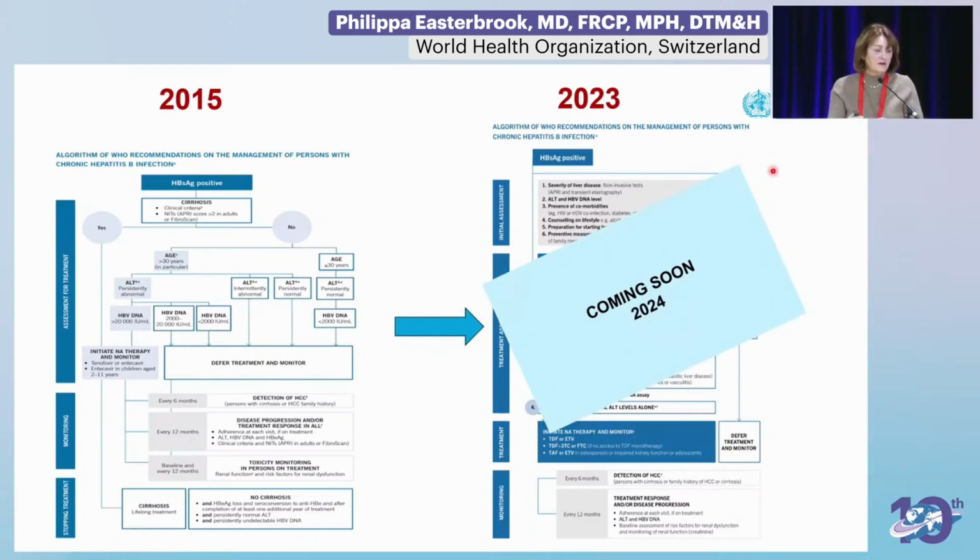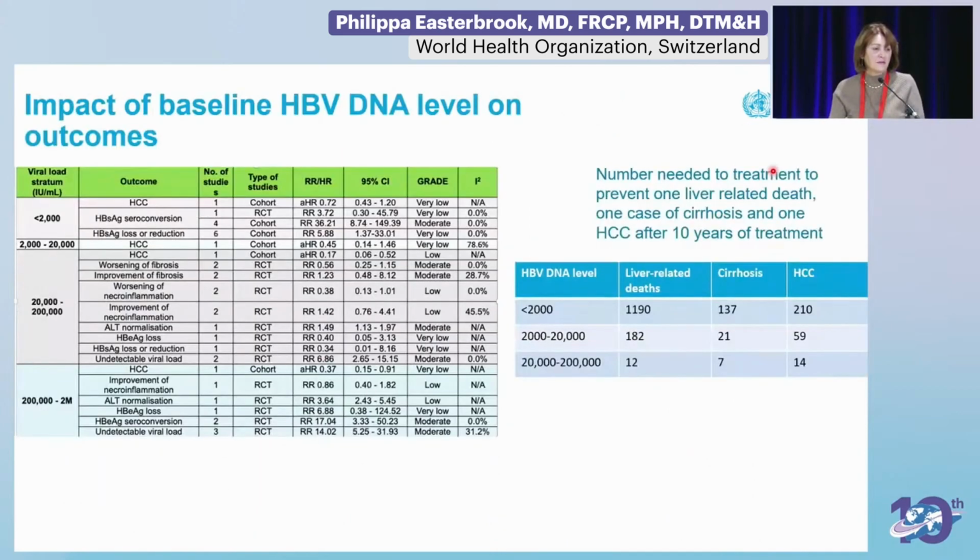So this is what the 2015 algorithm looked like, and most of it is taken up by defer and monitor, whereas the algorithm on the right really is predominantly all about who now qualifies for treatment, with only that thin little line down on the right, which is the defer and monitor.